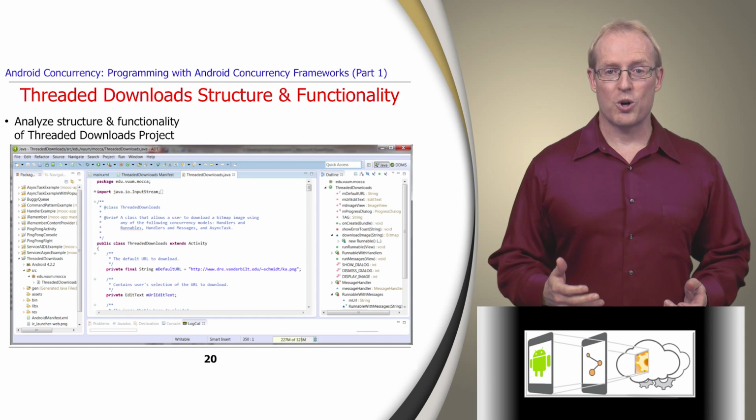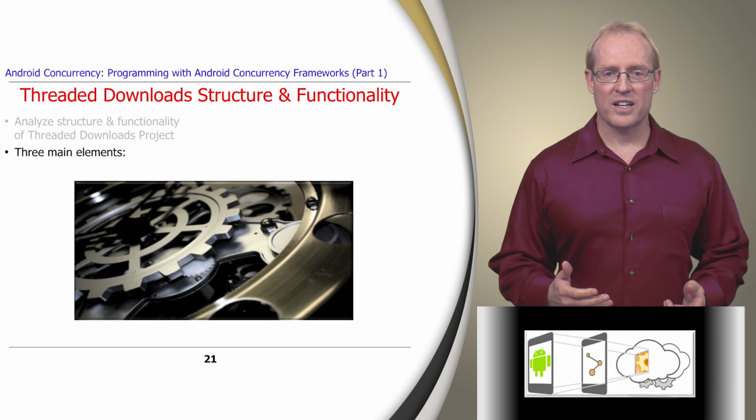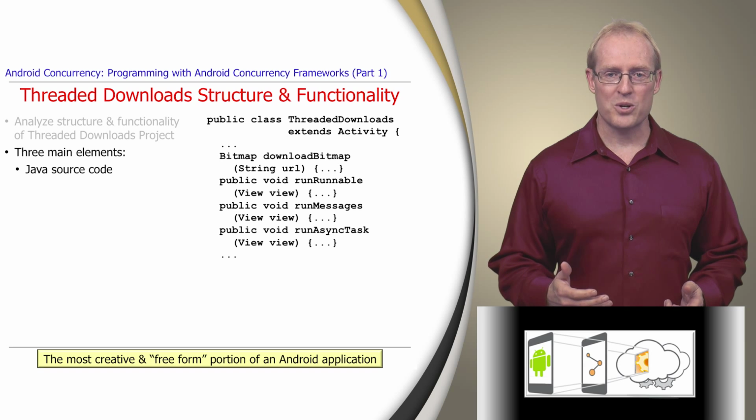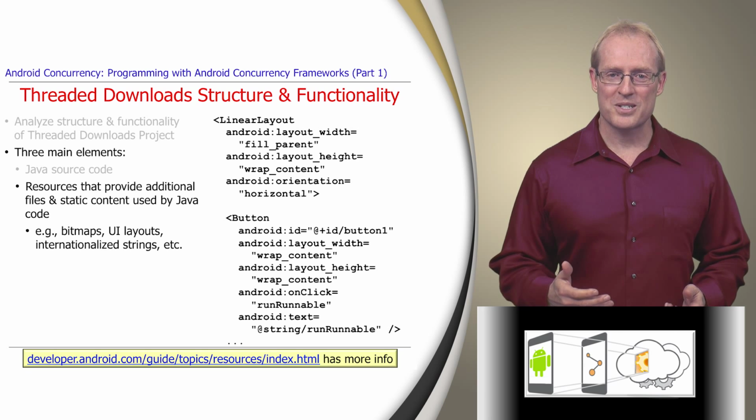Before describing the concurrency models supported by the threaded downloads application, we'll first analyze the overall structure and functionality of the threaded downloads project. Each Android project contains three key elements. First and foremost, it contains the Java source code. Second, it contains resources such as bitmaps, user interface layout definitions, and internationalized strings that provide additional files and static content used by the Java code, as described at this link.